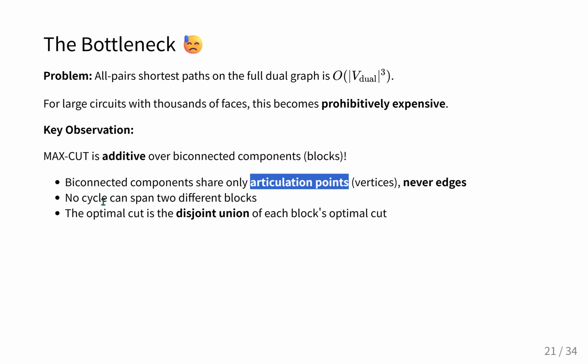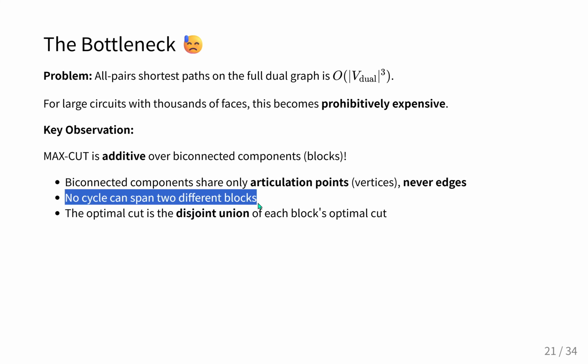The breakthrough insight here is all about cycles. Because these separate components only touch each other at that single articulation point, they can never share any edges. It is physically impossible for a cycle to loop through one block, cross the pinch point, travel through the second block, and somehow circle back without crossing that pinch point a second time. And since MAX-CUT is ultimately about breaking cycles to resolve those frustrated faces, the fact that no cycles overlap means the math in one block has absolutely zero impact on the math in the other blocks.